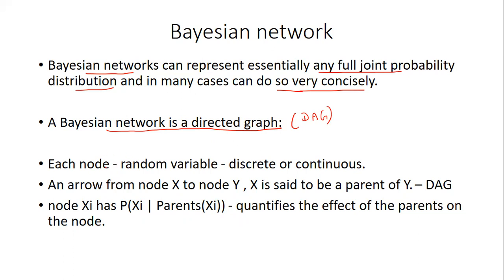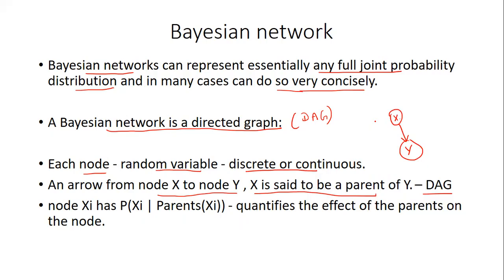The nodes in the graph represent random variables, and these random variables can take either discrete or continuous values. If there is an arrow from node x to node y, then it means that node x is the parent of node y. So it's a directed arrow. Basically, this is a DAG, directed acyclic graph.